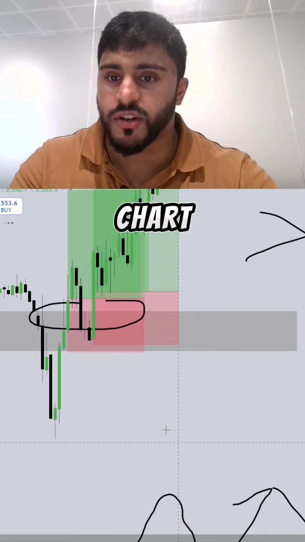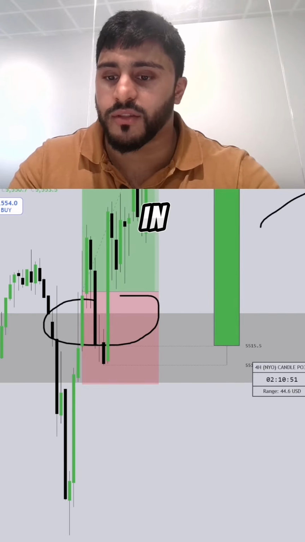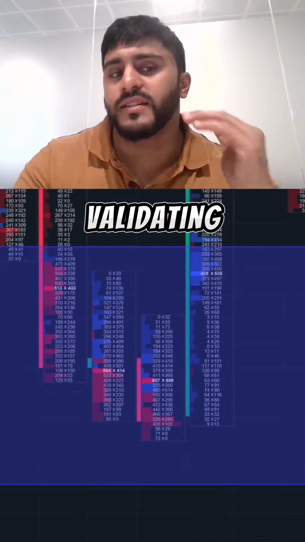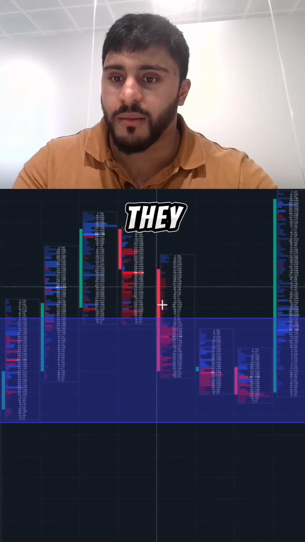If we go down to a 5-minute chart, we can see this nice risk reward trade playing out, but you need to understand what's going on in this region. The only way you can do that is by validating your trades with the order flow. We can see the exact same price action. The market breaks this level and comes back into this level.